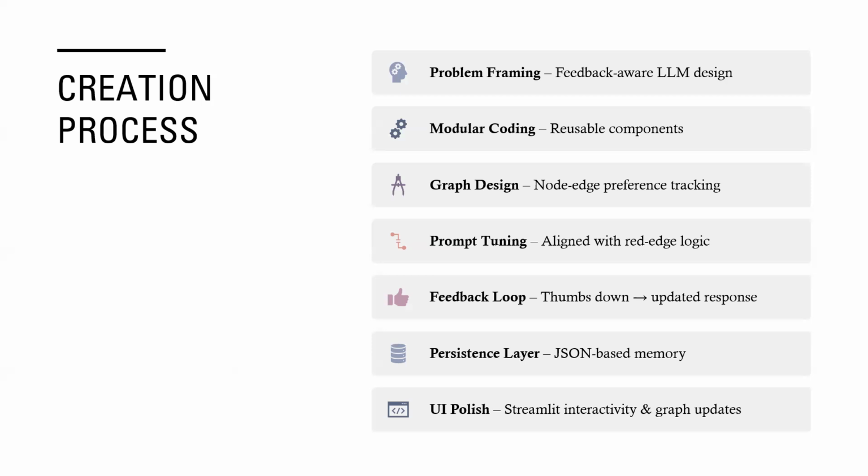Then came prompt tuning. Only the most recent preference marked in red is included in the prompt. This is sent to the LLM, ensuring it responds exactly as instructed. And to track this, I also built a thumbs up and thumbs down feedback loop. When users hit thumbs down, they can suggest improvements, which immediately regenerate a tailored response.